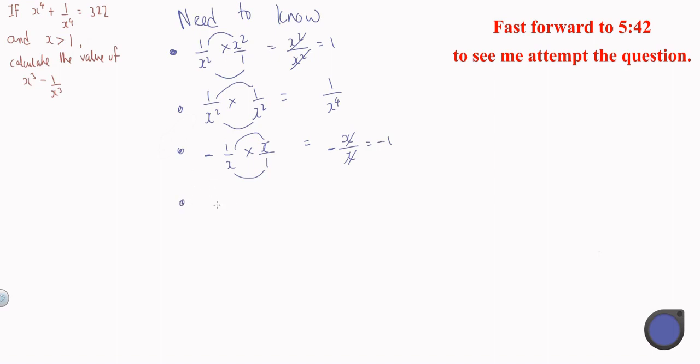Next one. We're going to be multiplying two negative fractions together. So you know the outcome is going to be positive. So 1 times 1 is just 1. X times x, x squared. And it's a positive because we're multiplying two negatives together.